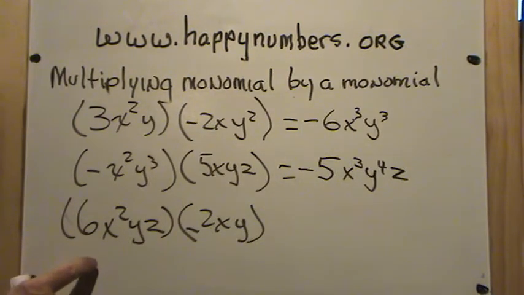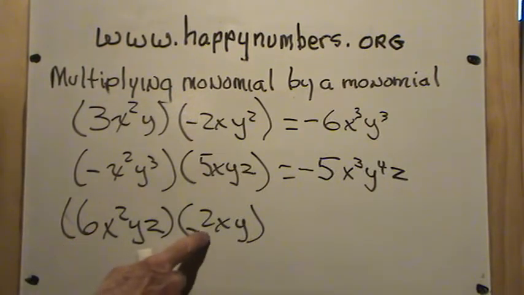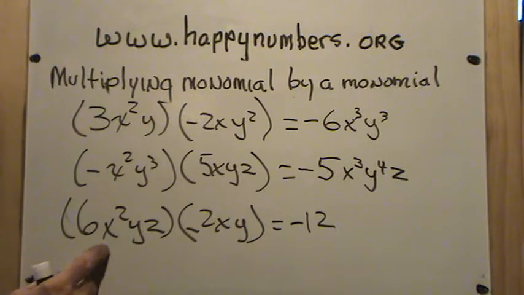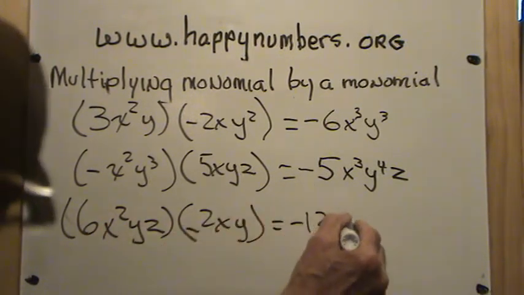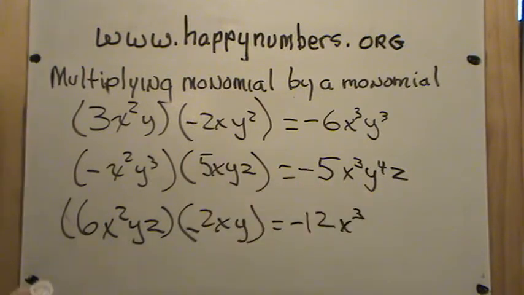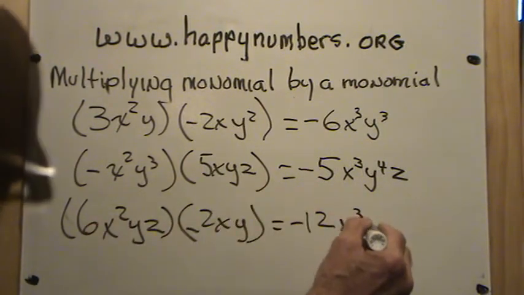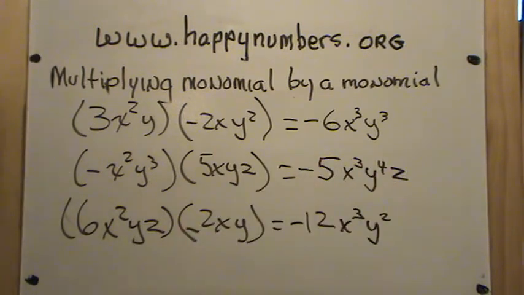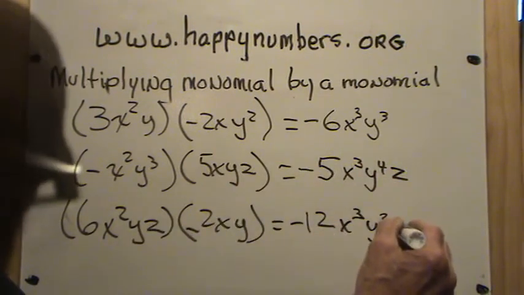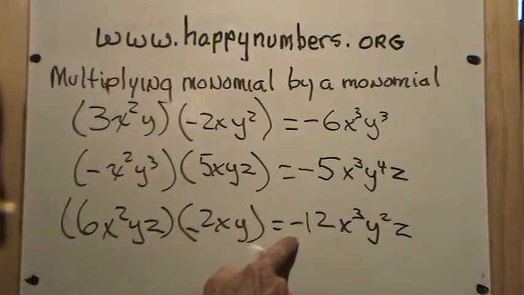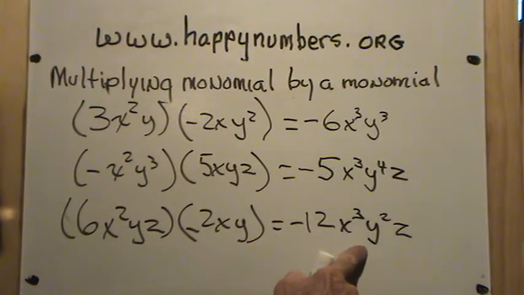Okay, here, coefficient 6 and negative 2 gives me negative 12. x to the second power, x to the first power gives me x to the third. y to the first power and y to the first power gives me y to the second power, or y squared, and no z here, but z there, so z goes there. Negative 12, x to the third, y squared, z.